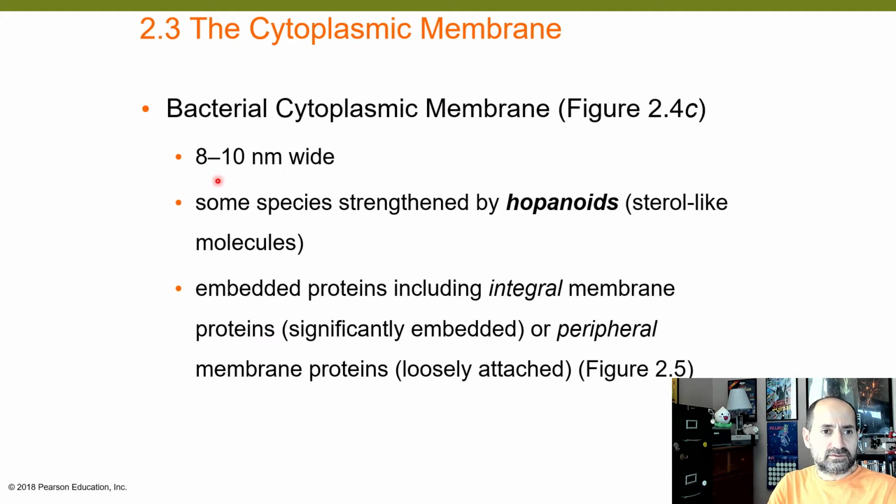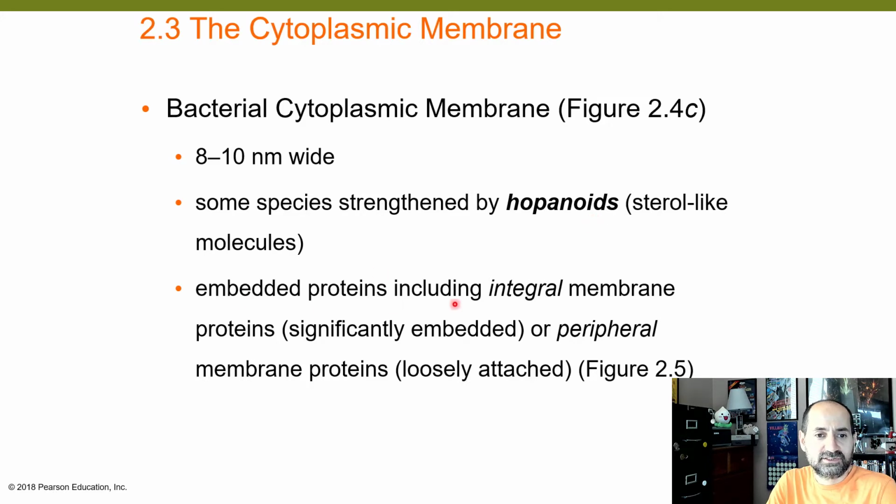So to further explain the structure of the plasma membrane, realize that it's very thin. It's only about 8 to 10 nanometers wide. It can be strengthened by these sterol-like molecules called hopanoids, kind of like our human plasma membranes have cholesterol, and cholesterol helps to strengthen the cell membrane and serves as a fluidity buffer in the cell membrane. Bacterial cells have hopanoids, and these are sterols in the membrane that keep the membrane strengthened.